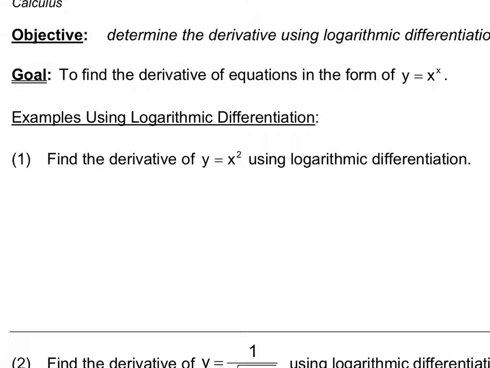All right, so find the derivative of y equals x squared using log differentiation. I have y equals x squared. I left a little space there on purpose, because what I'm going to do is take the log of both sides. The preferred type of log would be the natural log.